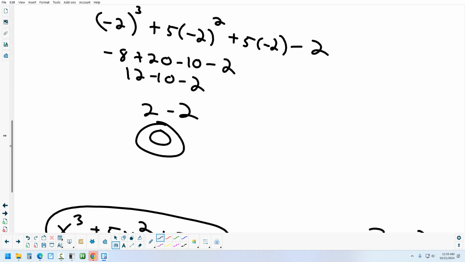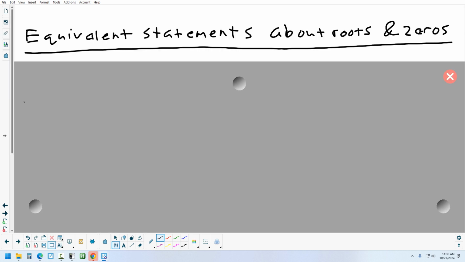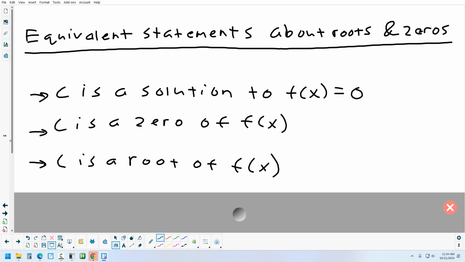Okay, any question on that? All right, so some statements here that are all equivalent statements about roots and zeros. If you have a number that you can plug into an equation, and that number gives you an answer of 0, then the number you plugged in is called a root. That number that you plugged in is a solution when you set the equation equal to 0. That number is also called a 0. But there's something else that's important. And let me show you, and then I think you'll be able to figure it out.